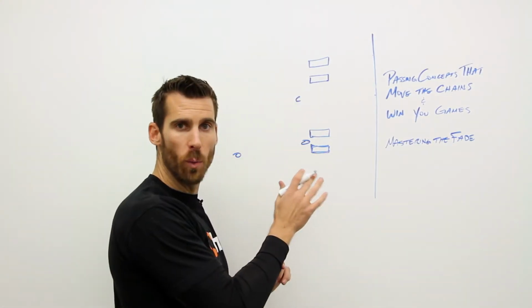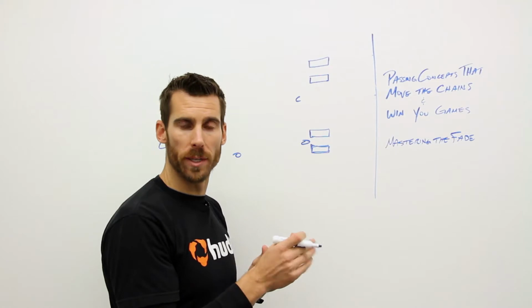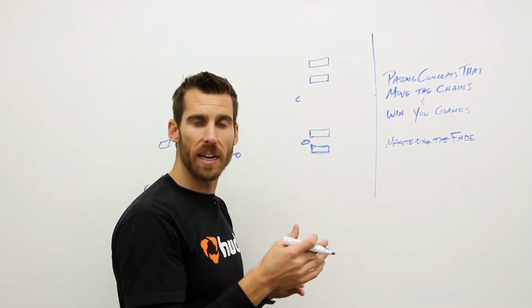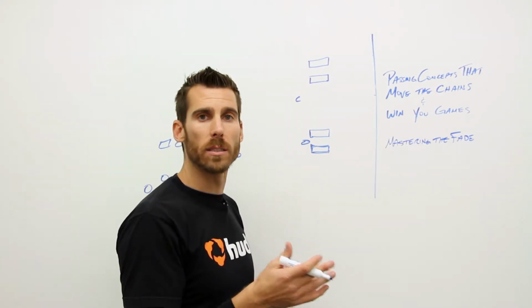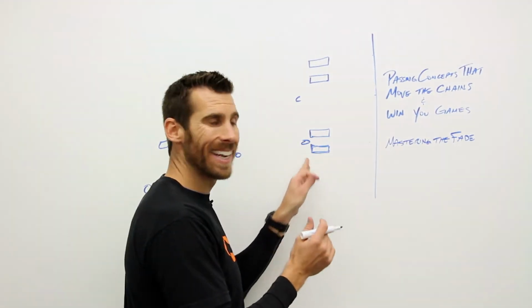Now the most important thing with the fade is that we run vertical. Now it's called a fade route. We want to fade the route, but we've got to do that at the right time and work with our quarterback on how that gets done. So we're going to talk about how to run that and how to throw that.